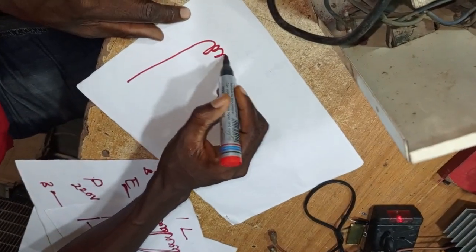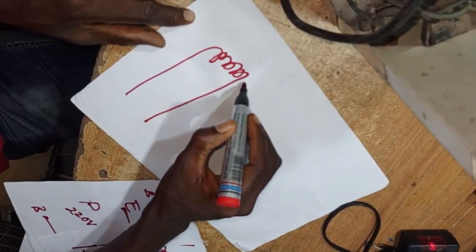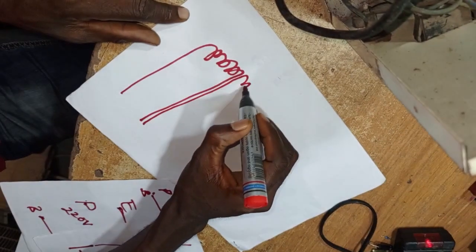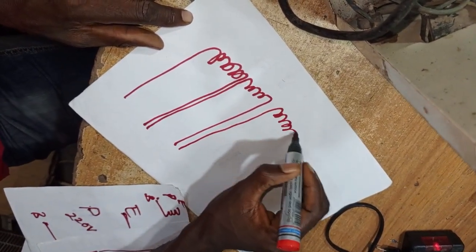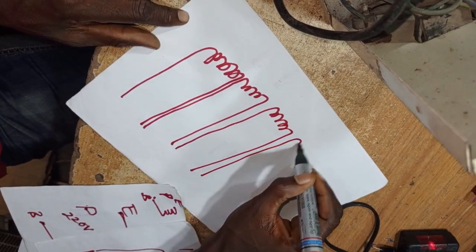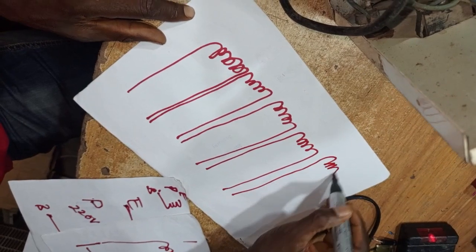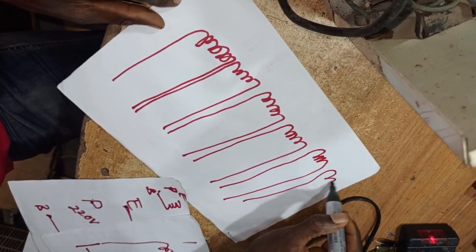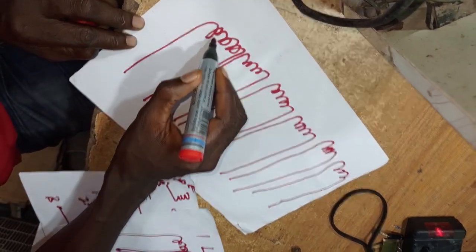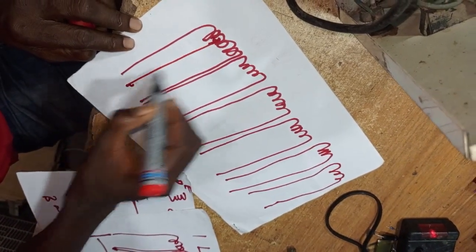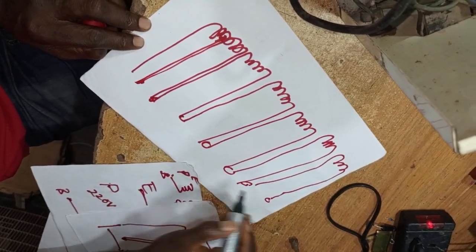When you see a stabilizer, this one has a number of turns. This one has a number of turns. This one has a number of turns. Now, you find out that this one and that number of turns come in here. All these ones are bridged together.